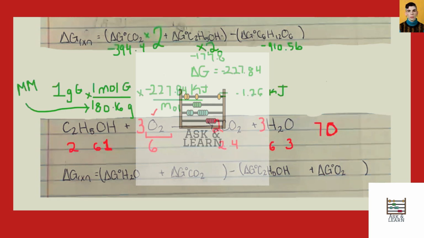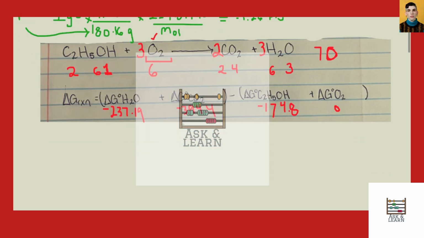And again, for the last time, we are going to use our delta G equals products minus reactants. So H2O, I'll give you these values again. The standard G of H2O is negative 237.19. CO2 is negative 394.4. C2H5OH is negative 174.8, and O2 is 0. Again, you're just going to plug and chug through that.